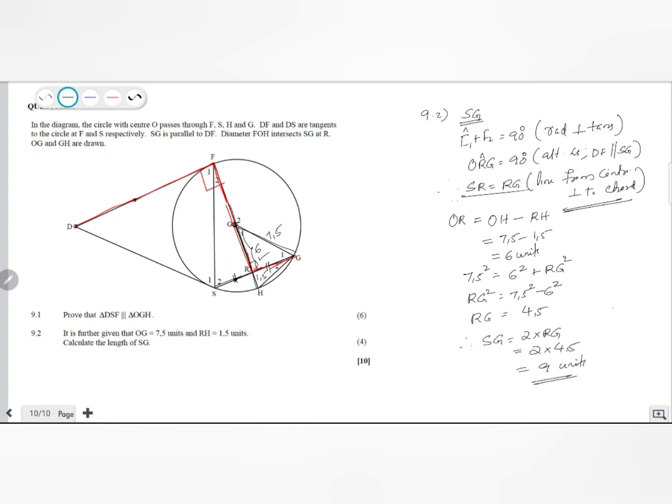So this is how we do this question. So here we used alternate angles and we used line from center perpendicular to the chord and Pythagoras. Those who are good at that, this question easily you can do it. Okay? All right.